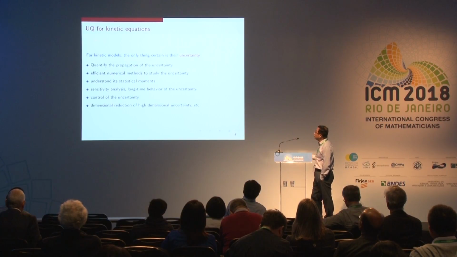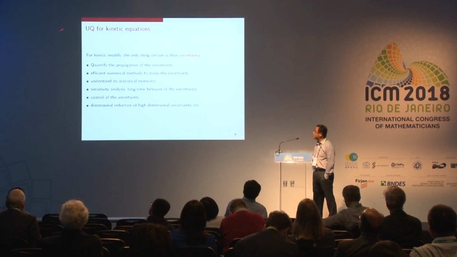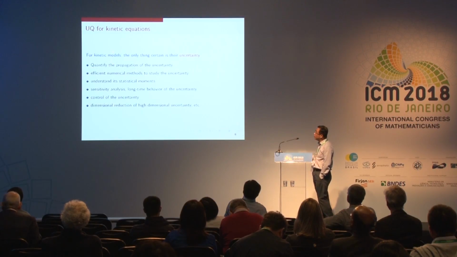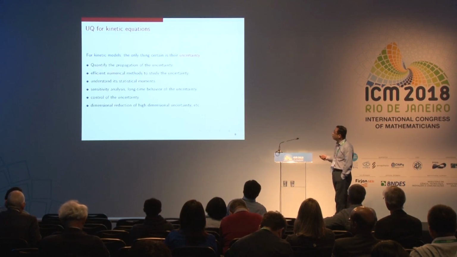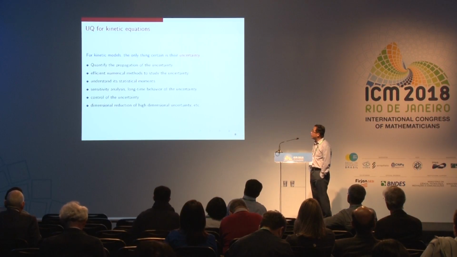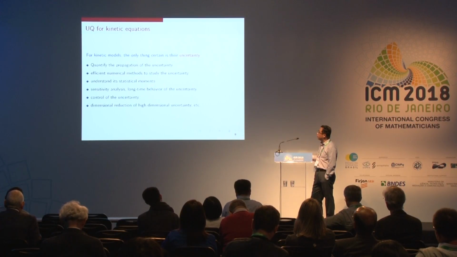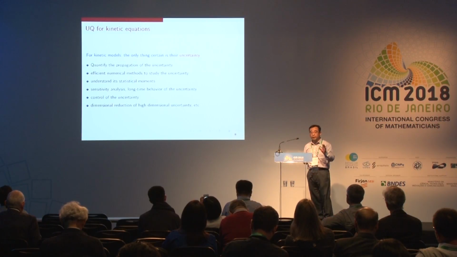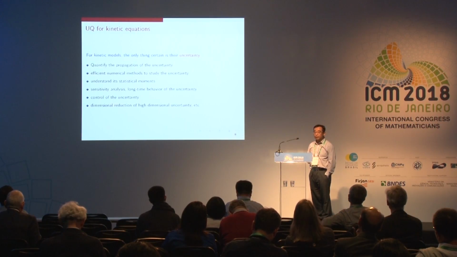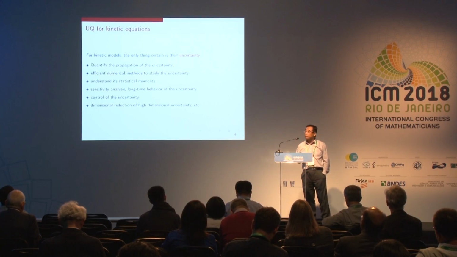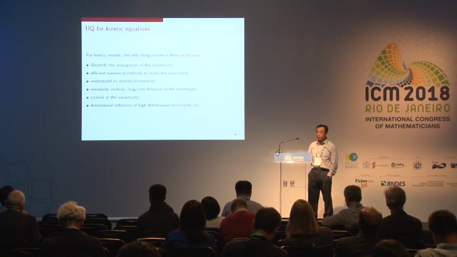All right, so what do you do if you want to do so-called uncertainty quantification? There are many things you can do, and in my opinion, for kinetic models, the only thing certain is their uncertainty. So you can do a lot of things when you have uncertainty. For example, you want to quantify the propagation of uncertainty. You want to develop efficient numerical methods to study the uncertainty, and you want to understand the statistical moments, and you want to conduct sensitivity analysis because very often you have many sources of uncertainty, and you want to make sure some of the uncertain parameters are not important, not sensitive, so you can throw them away, but other parameters may be important, you have to keep them in the model.